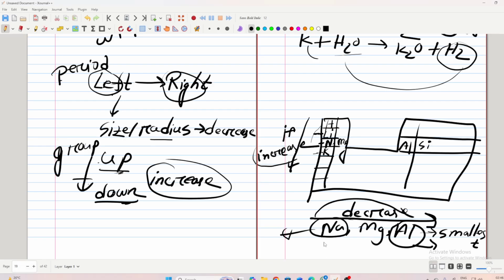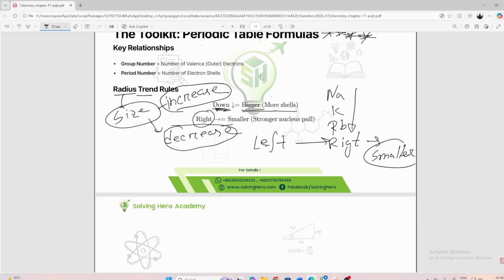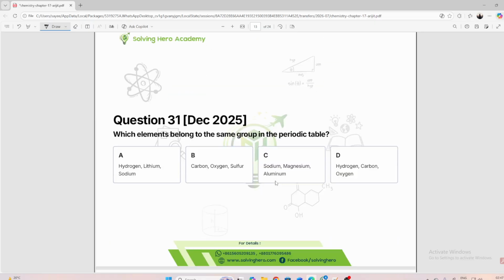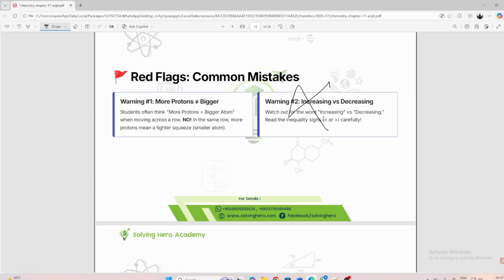I have already explained this here. See, in this way, from sodium to aluminum, the aluminum is getting smaller. When you go up to down, the size is getting bigger. Am I clear? So this is what is written in this slide. If you go down, the size will increase, or the atom will be bigger. If you go left to right, the size gets smaller. Am I clear? So you don't have to read this common mistake.